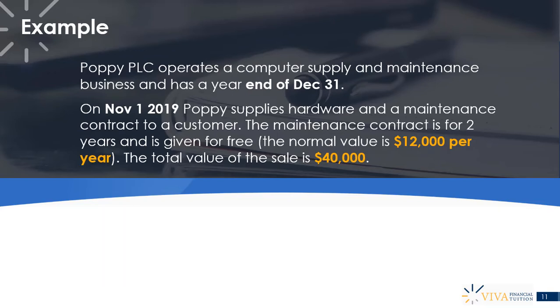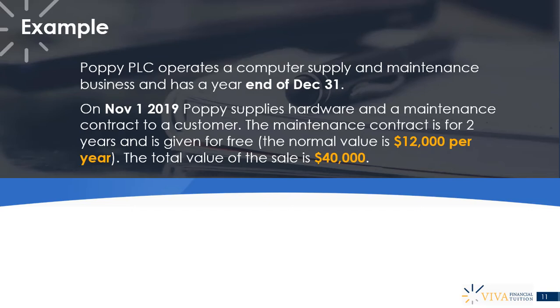The normal value of this would be $12,000 per year, which is $24,000. All Poppy is telling her customer is that the total value of the sale is $40,000, and the customer doesn't really know how much they're paying for the computer hardware and the maintenance. They think they're paying $40,000 for the hardware and nothing for the maintenance. That's what they are under the impression is actually happening.